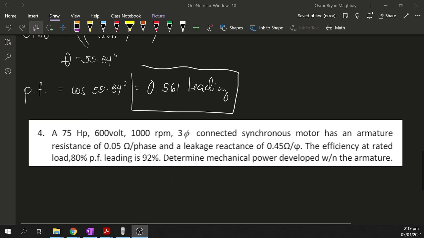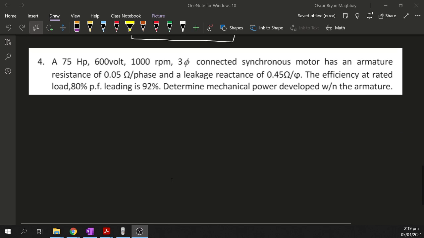Now, puntahan naman natin yung number 4. Ayusin natin kung paano natin atakihin itong problem na to. So, a 75 horsepower, 600 volts, 1000 RPM, 3-phase, connected synchronous motor has an armature resistance of 0.05 ohms per phase and leakage reactance of 0.45 ohms per phase. The efficiency at rated load is 80%. Rated load 80%, power factor leading is 92%. Determine the mechanical power developed within the armature.